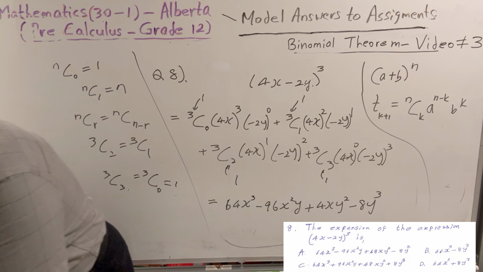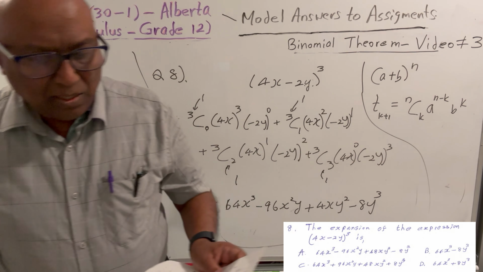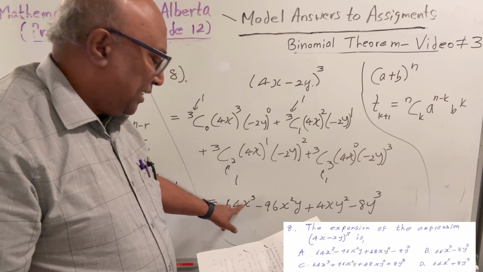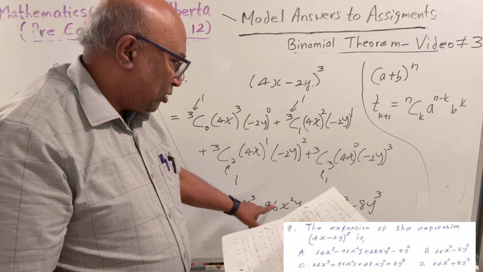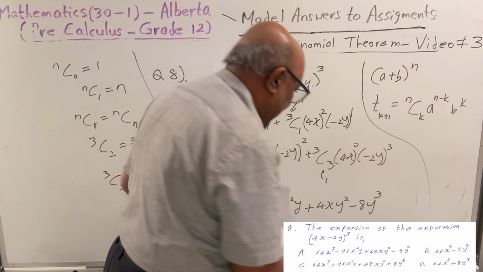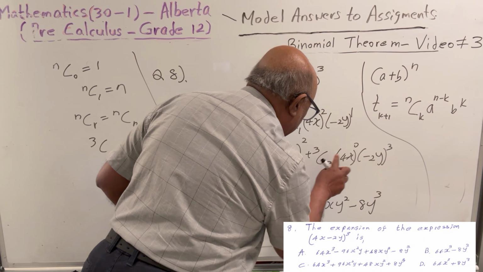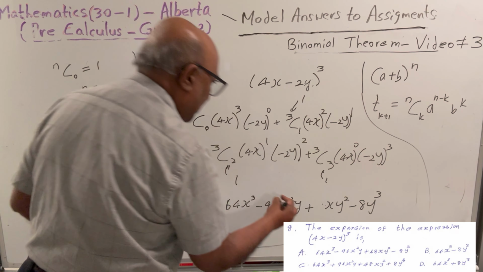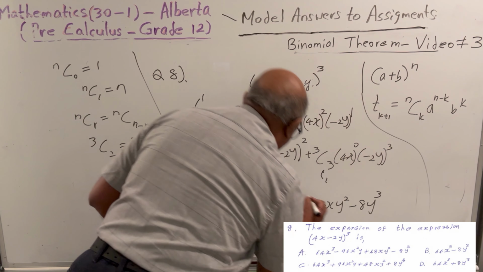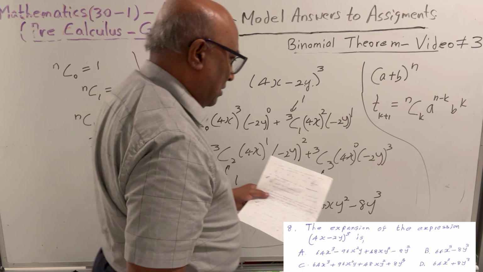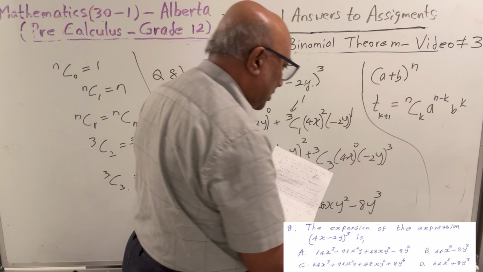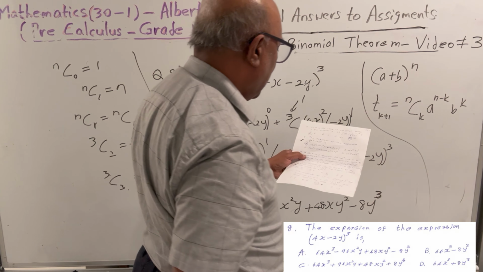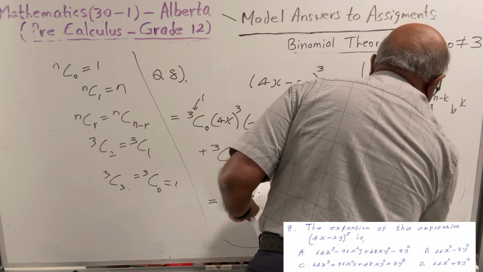Now let's check the answers. I think the matching answer is A. We have 64x cube minus 96x squared y plus 48, here plus 48, third term. Yes, that is right. By simplifying this one, minus 8y cube. In your answer, please correct this: the exponent should be 3 here. That means answer number A. Answer is A.